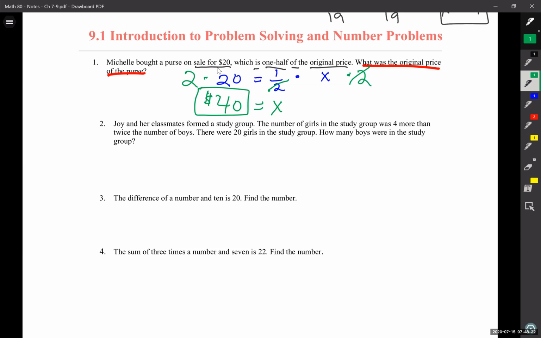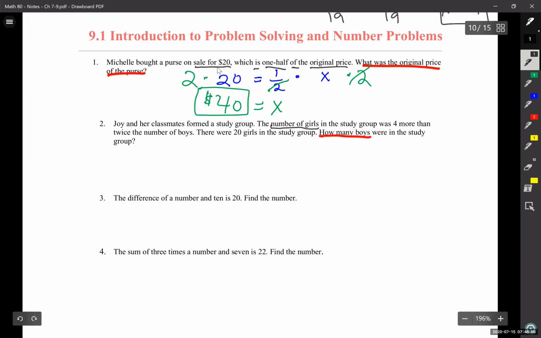All right, number 2, Joy and her classmates formed a study group. The number of girls in the study group was 4 more than twice the number of boys. There were 20 girls in the study group. How many boys were in the study group? So we're trying to figure out how many boys. That's going to be our X. Now this question is a little longer, so I won't be able to write the numbers directly underneath like we were before, but I can abbreviate it. So I'm going to abbreviate what I underlined.